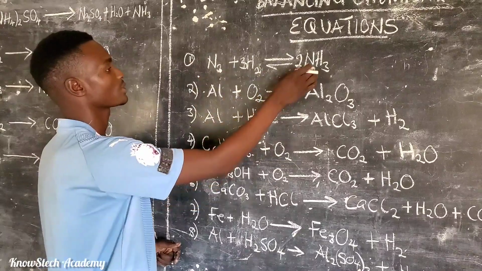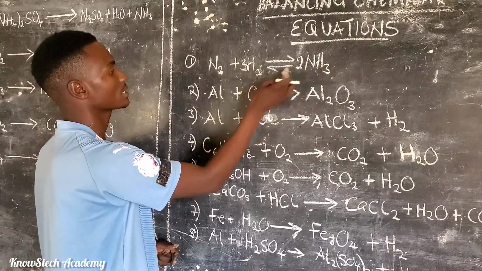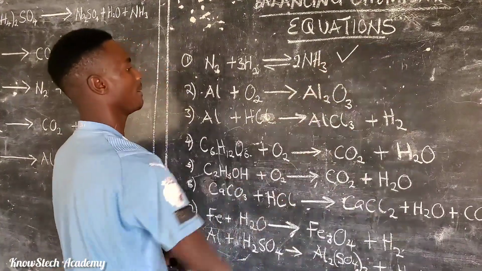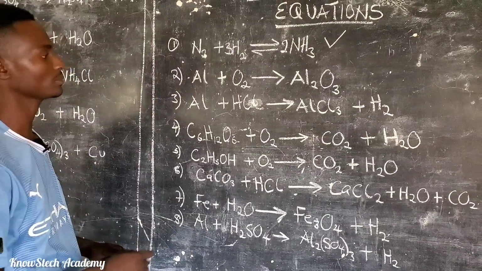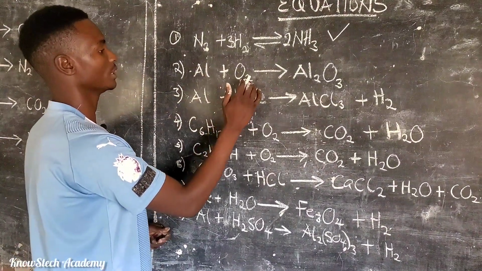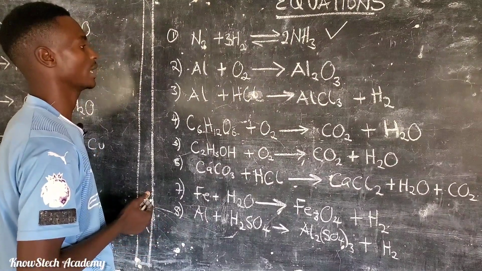Nitrogen is 2, nitrogen is also 2 this side. Hydrogen, 3 times 2 is 6, 3 times 2 is also 6. So this equation is balanced. Let's go to question number 2. This is aluminium, this is oxygen. Then what is formed there is aluminium oxide.